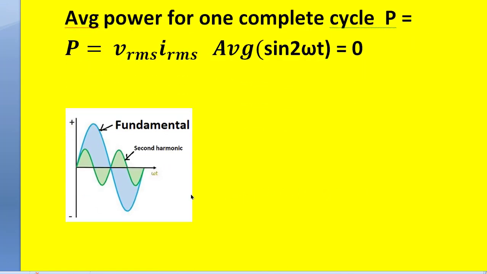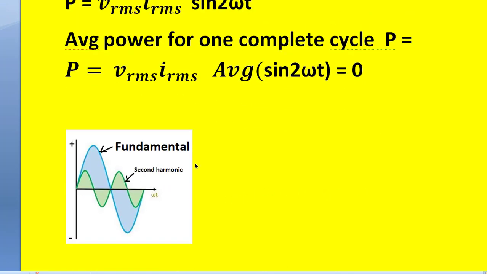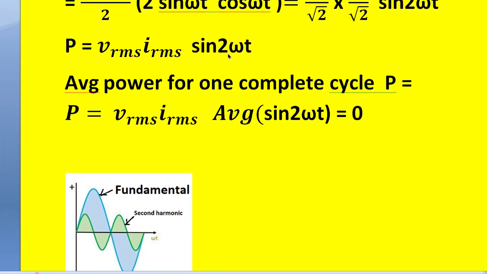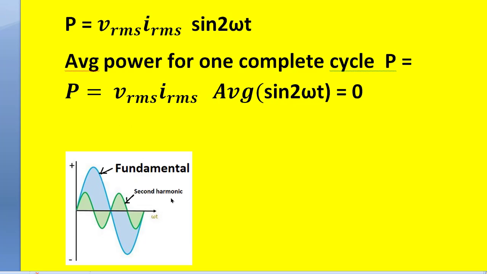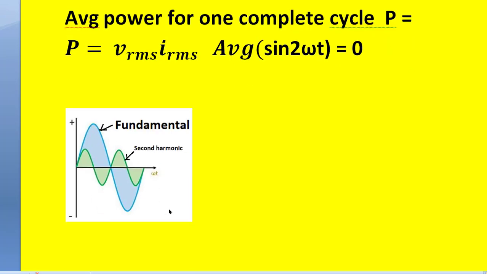So if you look at this waveform, we find that just now we have seen the power equation will have the frequency double that of the supply frequency. This is the supply frequency, which is fundamental, whereas the frequency of the power in the capacitor is double the fundamental. So that is the reason this waveform makes two cycles in 1 second, whereas the fundamental makes only one cycle in 1 second.